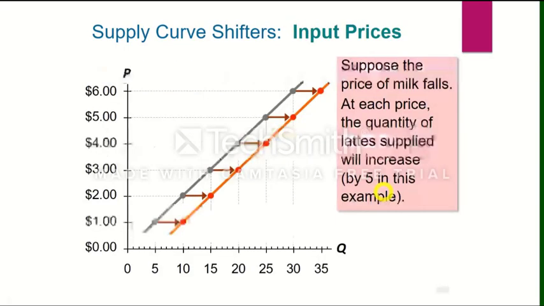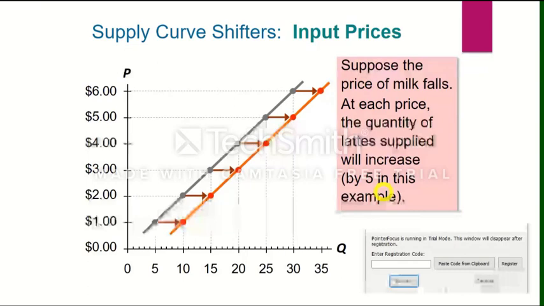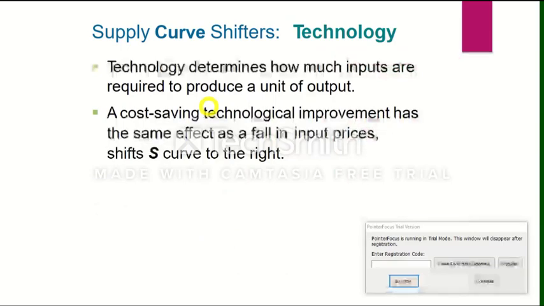And you can see here the opposite could be true as well. If input prices go up, if milk became more expensive, they are making less money, then this curve could shift to the left as well. Starbucks is less willing to supply lattes, and the supply curve shifts left. So this is the second case, when the input prices increase.